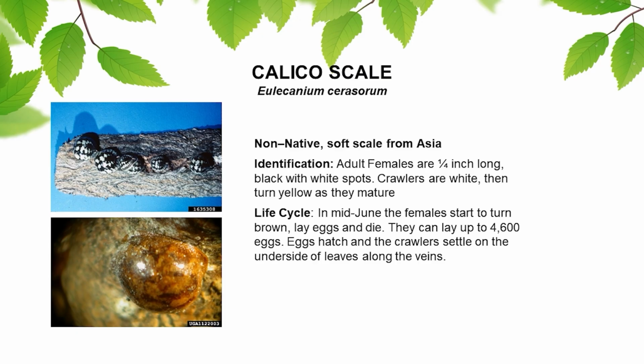Calico scale adult females are 1/4 inch long, black with white spots. The young crawlers are white, then turn yellow as they mature. In mid-June, the adult females start to turn brown. They lay eggs and then die. They can lay up to 4,600 eggs. The eggs hatch and the crawlers settle on the underside of leaves along leaf veins.